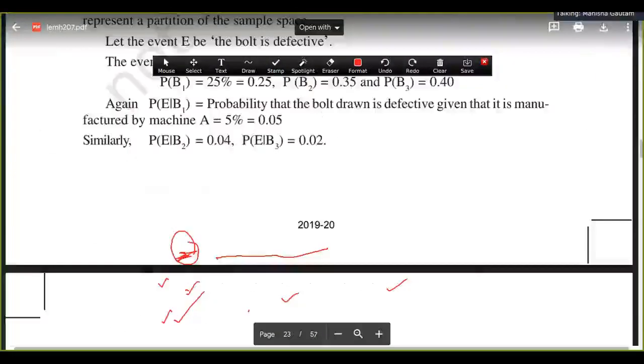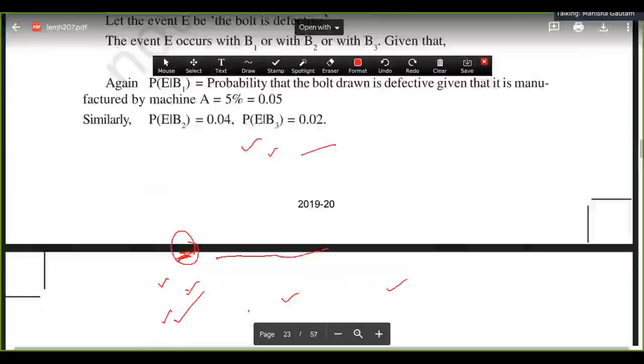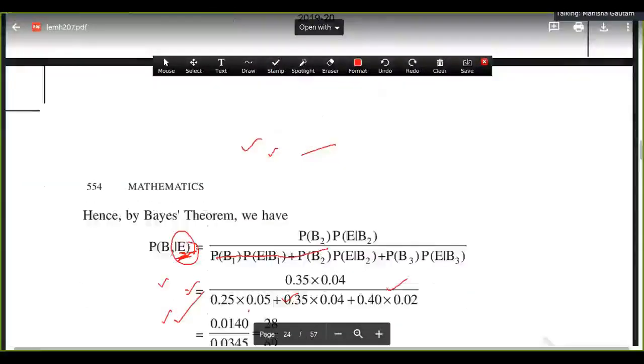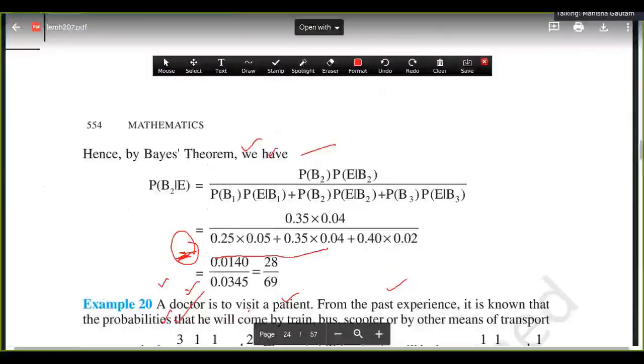The third one is also there. Yes, the bolt is defective, but it is from B3, that is 0.02. Now our question is, it should be from the second manufacturer, that is B2. It is from B2 and it is defective. You have to calculate now.